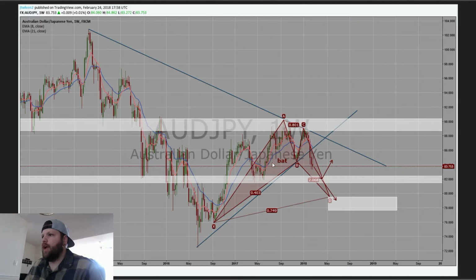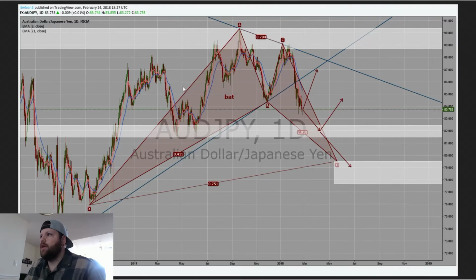So with AJ this week, I'm looking for probably more bearish momentum coming down into this zone before going bullish and retesting this trend line up here. However, we could see a completion of the bat pattern that is drawn before we see any sort of bullish momentum. Let's take a look at the daily.